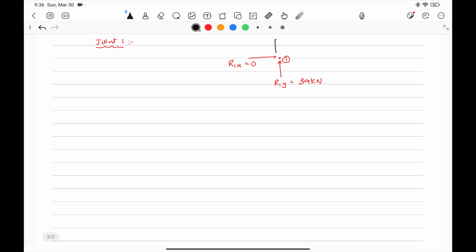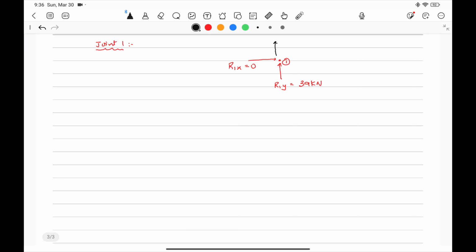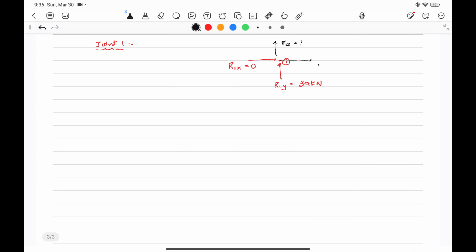First, always think the unknown force as tension. What is the unknown force here? The force in the member joining 1 to 2. I have treated this as the tensile force. This is unknown to me. And another force, the joint has another member also, that is from 1 to 3. It is also unknown.